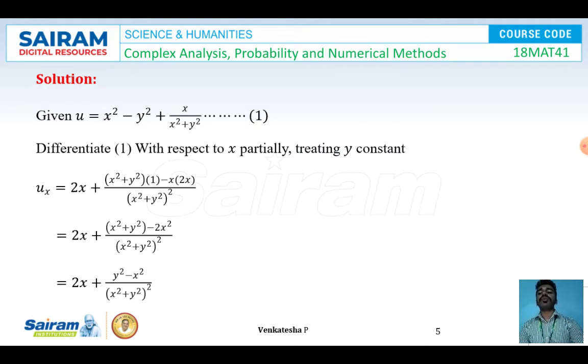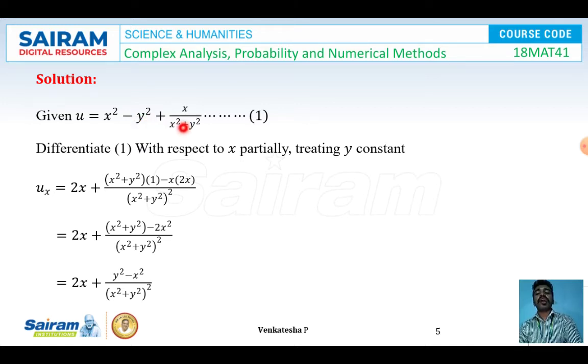Given u = x² - y² + x/(x² + y²). Call this equation number 1. Differentiating this equation with respect to x partially, treating y constant, we get ∂u/∂x = x² becomes 2x and y is a constant here, so it becomes 0. Here I am going to use the quotient rule.